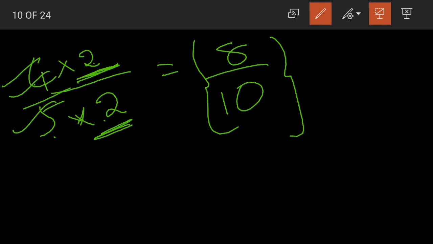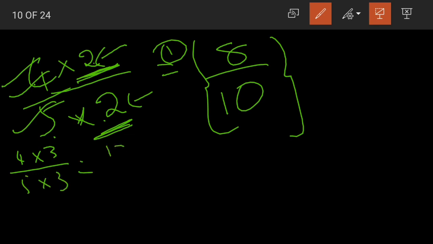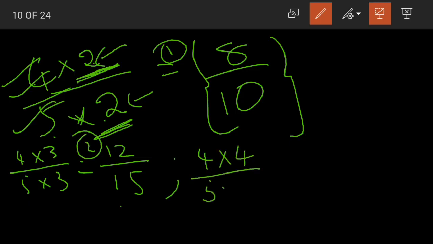Suppose in your exam they have asked you to find out 5 equivalent fractions. Now this will be our first one, where we have multiplied both the numerator and denominator with 2. Now the second one would be 4 into 3 by 5 into 3. What will it become? 4 3s are 12 by 5 3s are 15. Yes students, this will be the second equivalent fraction. Now moving to the third one, 4 into 4 by 5 into 4, 16 by 20. This will be the third one.